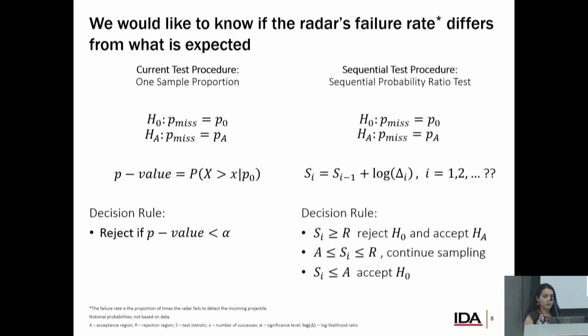Now, if we use the sequential probability ratio test from Abraham Wald, then we still have the same question. We still want to know if my radar is good or is not. But now we're going to have that S, which is my test statistic, and I'm going to update that S as I go collecting data. I collect data, compute my S, my test statistic, and then I make a decision. So if my S is larger or smaller than my boundaries, the R and the A, then I can stop testing. If it's in between, then you just keep collecting data until you have enough information to actually answer your questions.